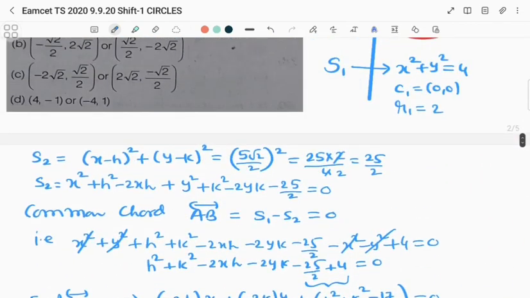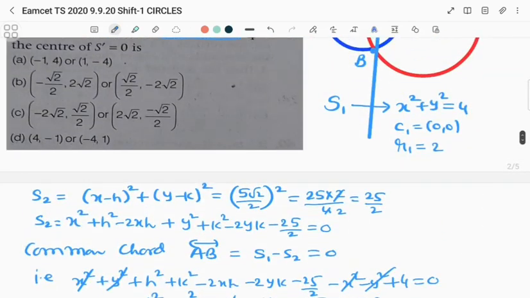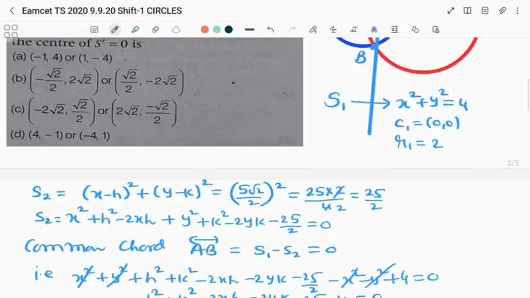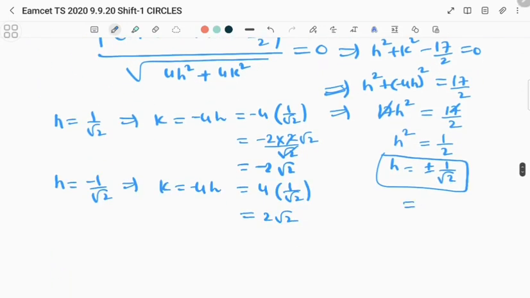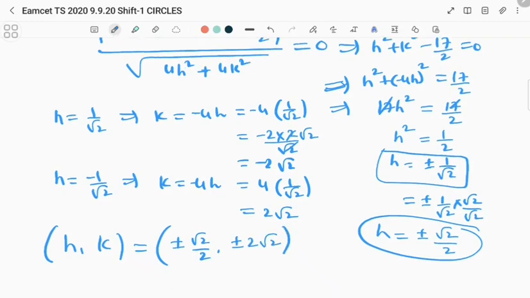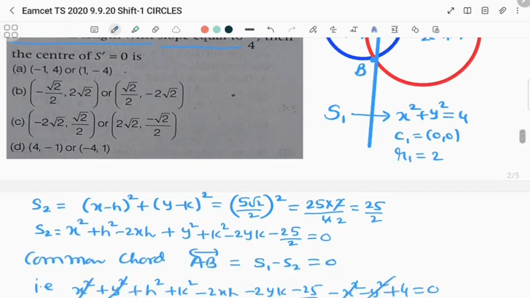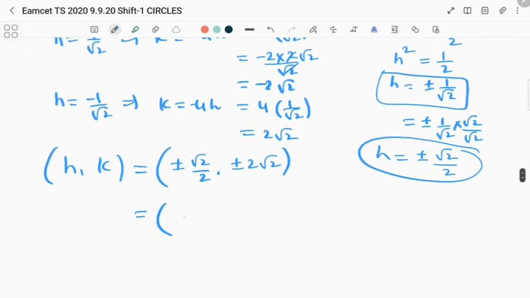So according to the options, we will go. But the h value plus or minus 1 by root 2 is not given. So how to go? See here, this is 1 by root 2, multiplying and dividing by root 2, it will be root 2 by 2. And this option is there. We got the h value and k value. So h comma k equals plus or minus root 2 by 2, comma minus or plus 2 root 2. In the options, both possibilities are there, dear students. So root 2 by 2, comma minus 2 root 2, and minus root 2 by 2, comma plus 2 root 2.